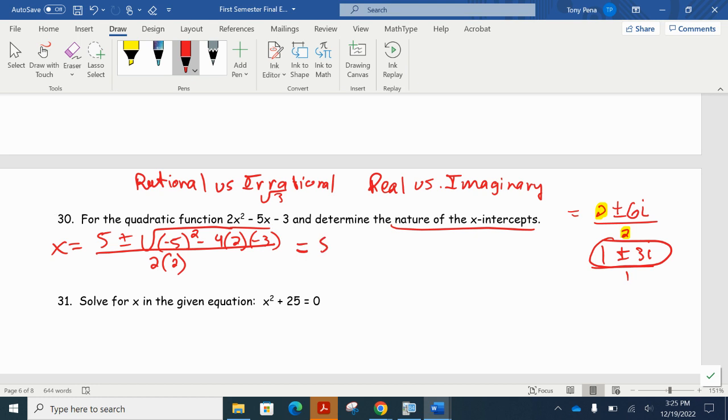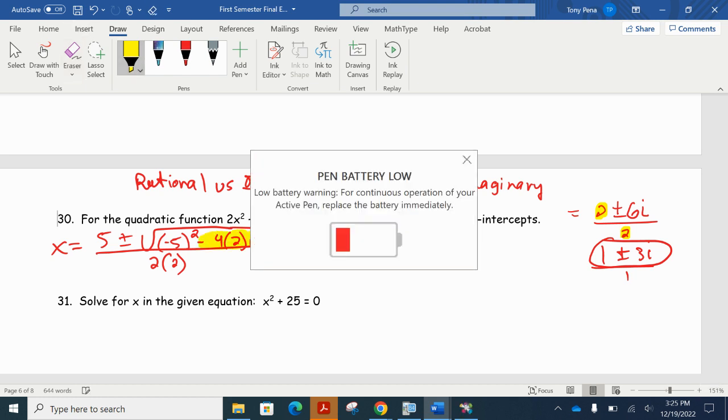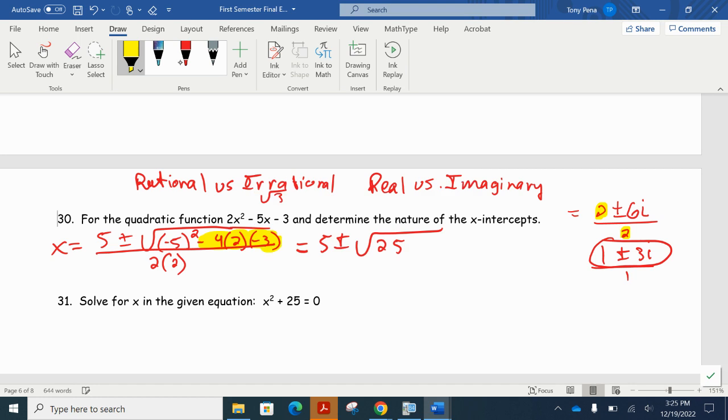All right, so we have our 5. You're going to do now 25 minus 4 times... negative 4, right? The negative 4 and 2 make negative 8. A negative 8 times a negative 3, positive 24, all over 4.